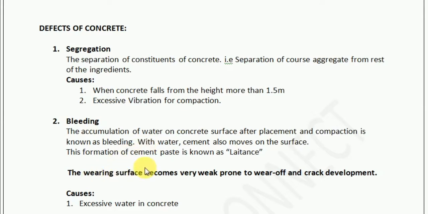Now the wearing surface becomes very weak, prone to wear off and crack development. Since the top part and surface part of the concrete is only a paste of cement and sand, it becomes weak and is then prone to wear off and crack development. This generally happens when there is an excess of water in the concrete.